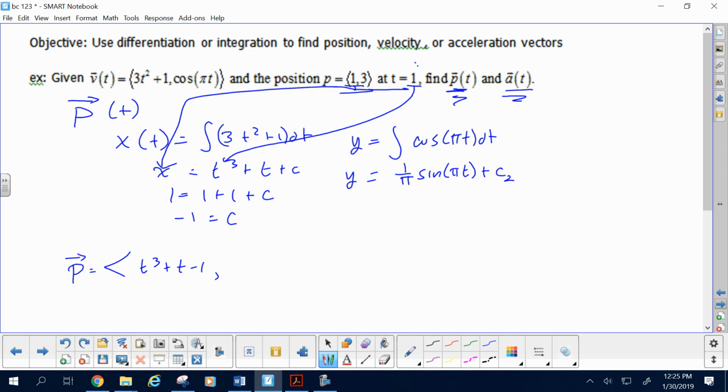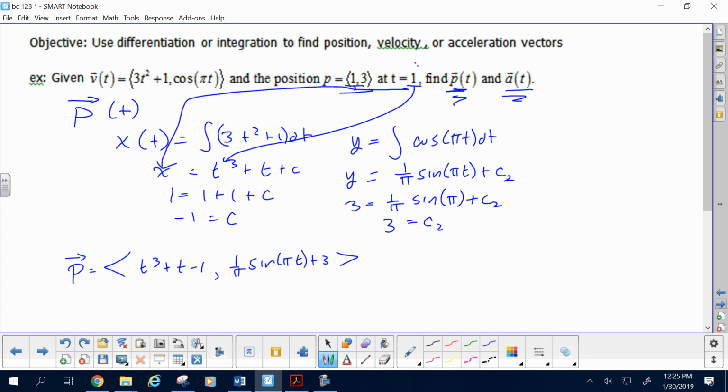And what is the initial condition there? 3 equals 1 over pi sine of pi times 1 plus c2. So c2 is 3, and therefore the vertical part of the vector function is 1 over pi sine of pi t plus 3. Check? Okay.